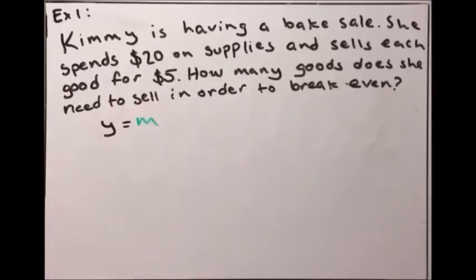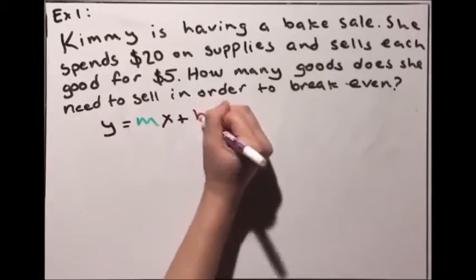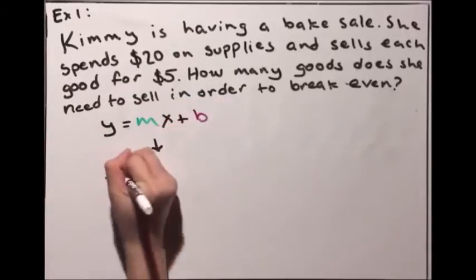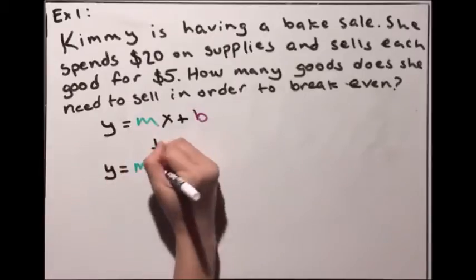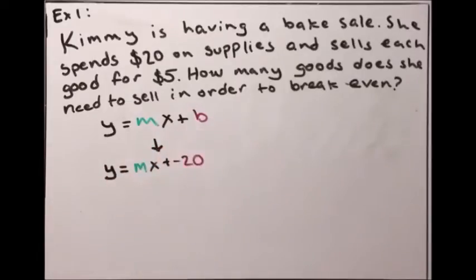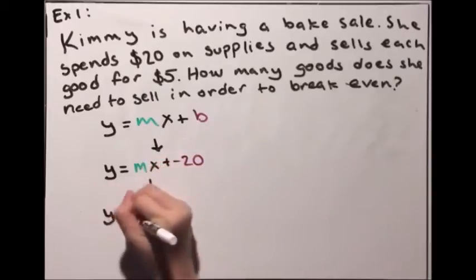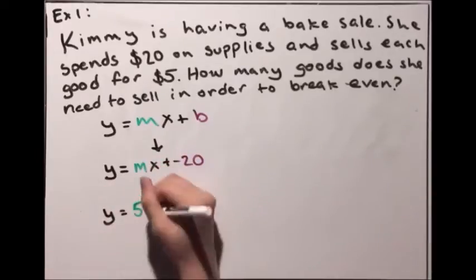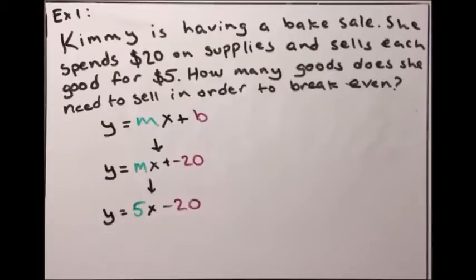First, we need an equation based on the problem. It says how Kimmy spent $20 on her supplies, so that means she starts her sale with negative $20. Then it says she makes $5 per every good she sells. That means that 5 is your rate of change.